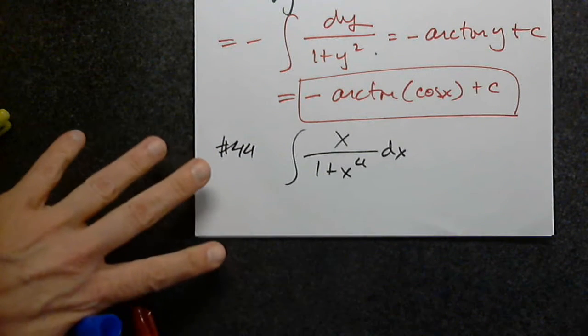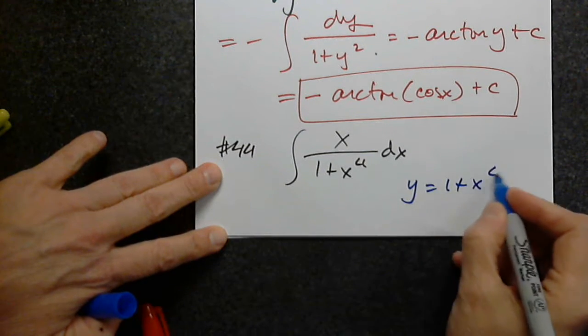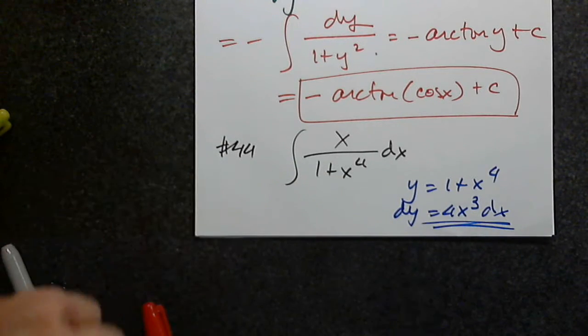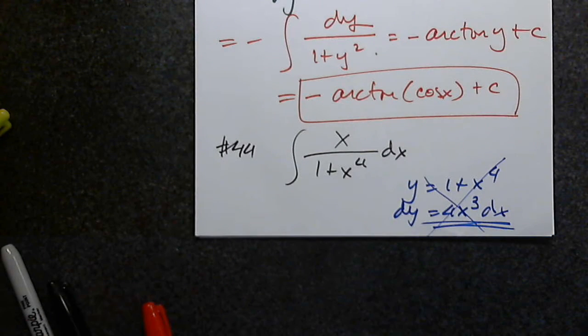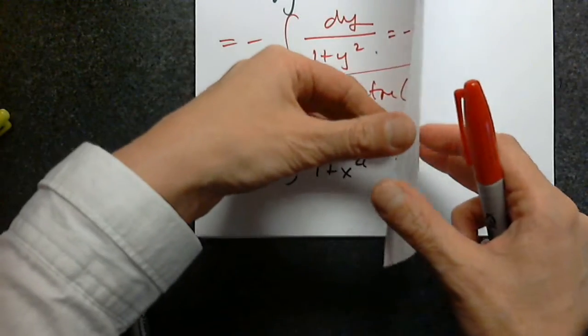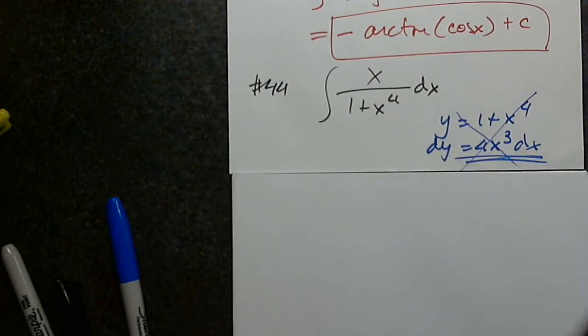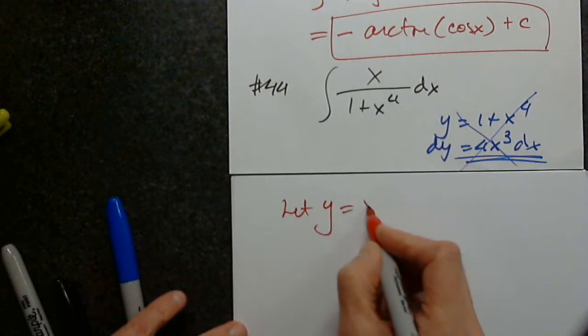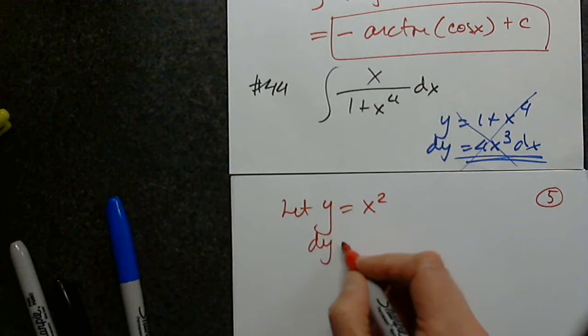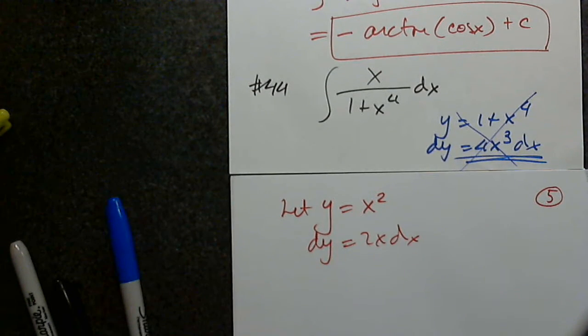But it's okay to try. So I'm going to say y equals 1 plus x to the fourth, but dy will be 4x cubed dx. And I get in trouble. I can make up the 4, but x cubed I can't. Exactly, x squared is the key. Let y be x squared, because dy is 2x dx. x dx I have. I'm missing the 2. It's not a big deal.